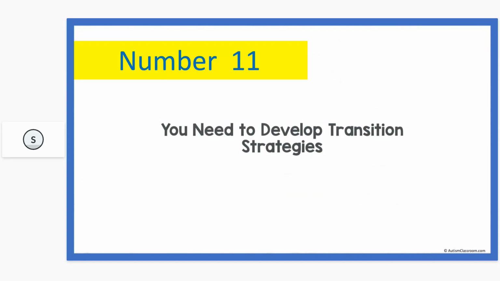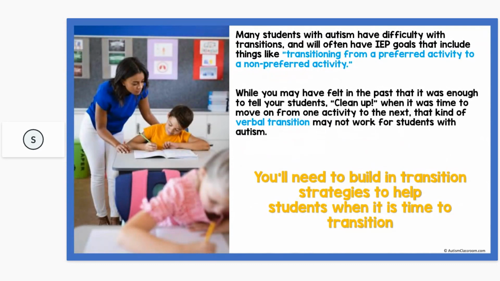Number 11, you need to develop transition strategies for your students. And people won't always tell you this. They just expect, well, you're an autism teacher, you have a self contained classroom, you know exactly what to do. But honestly, we don't know exactly what to do. We are figuring it out as it's going. What do they say? Like you're building the cart while it's rolling or something like that. That's what it feels like in a lot of our classrooms.